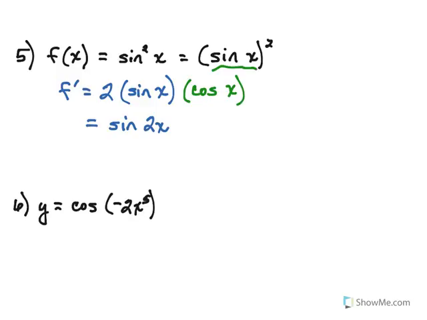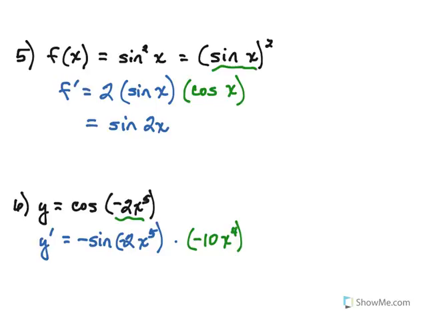So let's look at number 6, another trig one. This is a great example of a composite function, the inside function being the negative 2x to the 5th, the outside function being the cosine. All right, so we're going to start by taking the derivative of the cosine part, which we know is negative sine. Now remember though, we take only one derivative at a time. So we're going to leave it as negative 2x to the 5th. Now we need to multiply that by the derivative of the negative 2x to the 5th, which is negative 10x to the 4th.